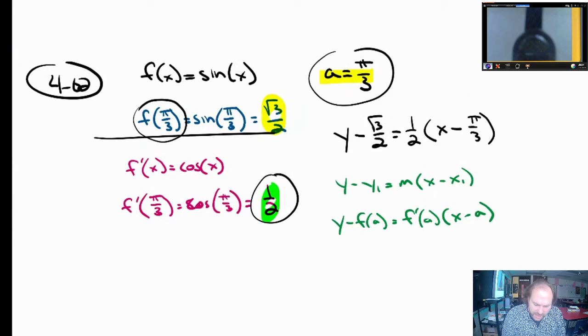x1 gets replaced with a, and then you have f of a and f prime of a that go in there also. Those are the same ideas, though. Okay, next question.